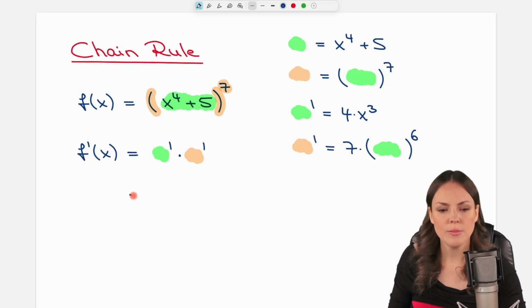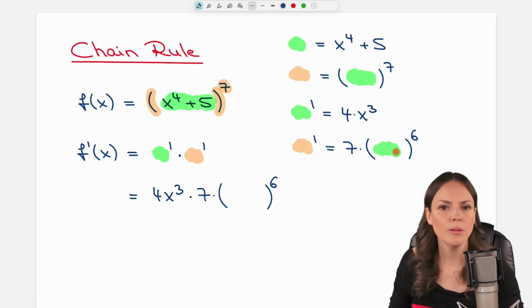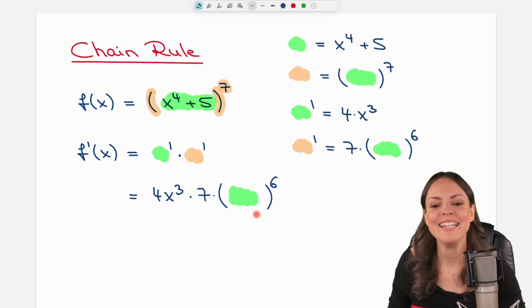Okay, so let's apply this then here. We take the green derivative, so 4x to the power of 3, and multiply it by the orange derivative, which is 7 times, then these parentheses, and to the power of 6. The problem now is, what is this green part? I cannot just put this in here and say, this is my derivative. Well, the green part is just what the green part was. So from the original function here, the green part was this.